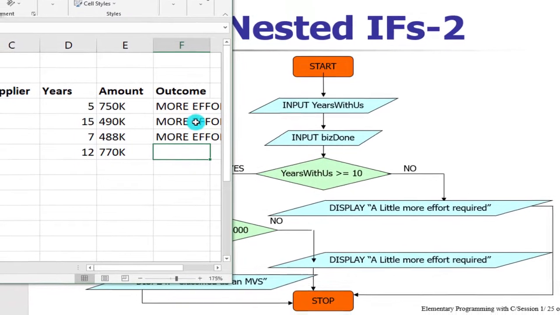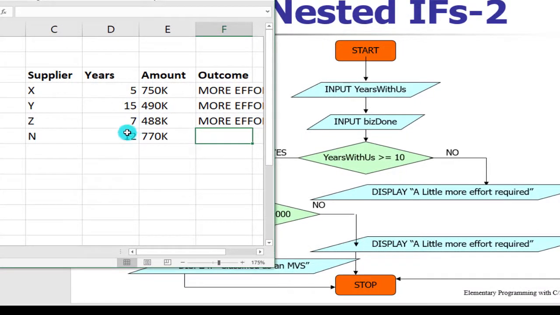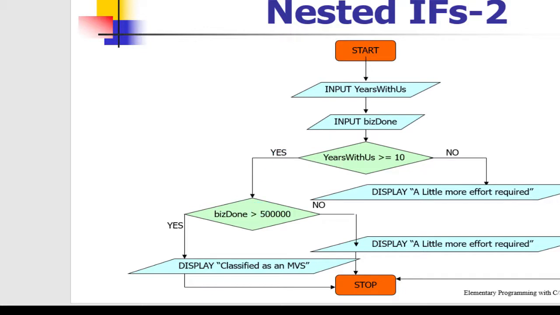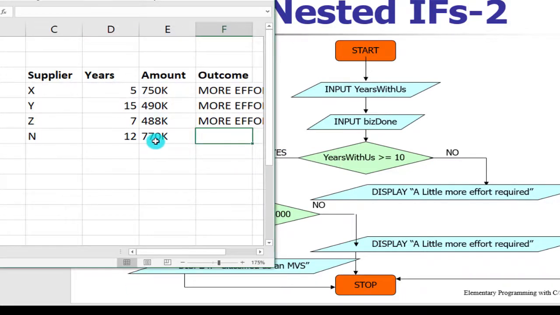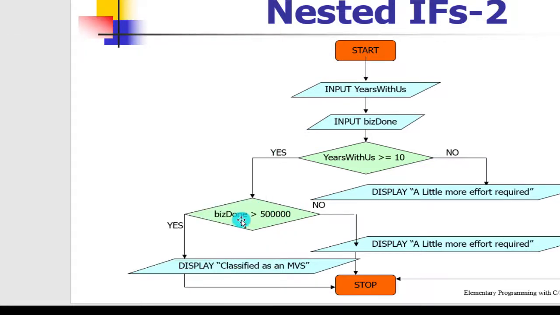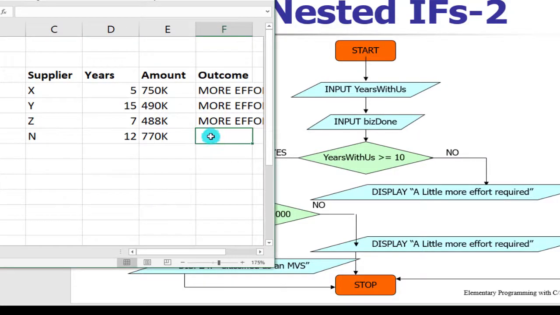Then we look at the last supplier, N, and we have the years as 12 and the amount as 770K. We compare 12 with 10. Is 12 greater than or equal to 10? Yes. Then we come and compare the amount. The amount is 770K. Is 770K greater than 500K? Yes. We display that this is an MVS, and our program finally stops. We can classify this as MVS, and that is how our program would arrive at these possible outcomes.